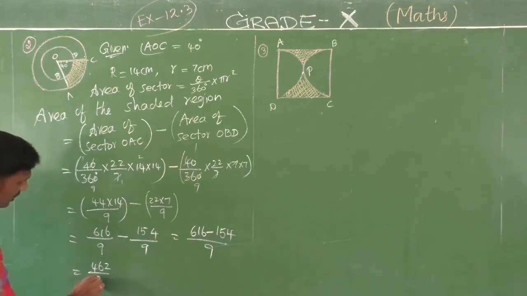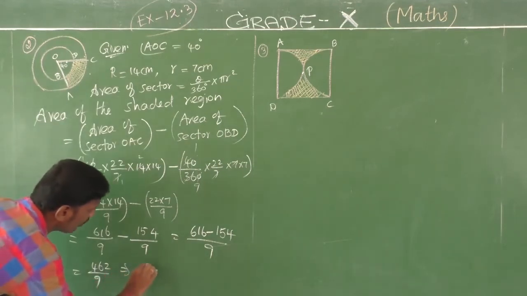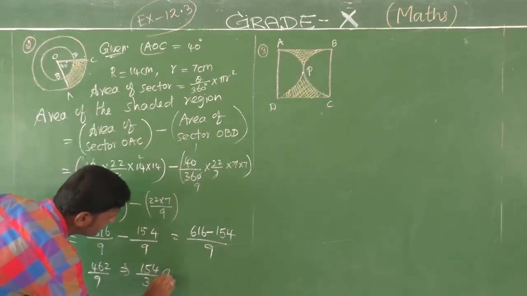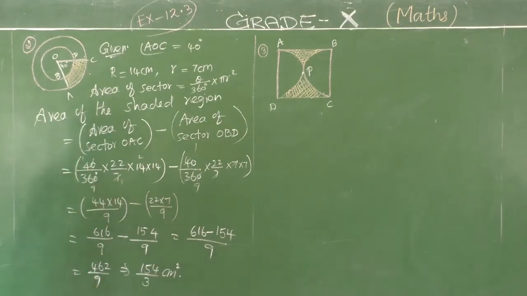So 462 by 9. Now, students, listen. Shall we cancel 462 by 9 using the table of 3? 1 3 is 3, remainder 1, so 16. 5 3s are 15, remainder 1, 12, so 4 3s are 12. So your final answer is 154 by 3 centimeter square. So this is your book pack.